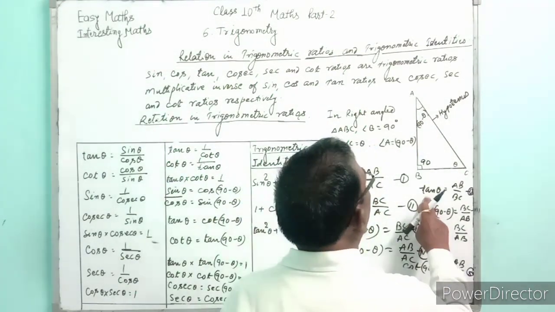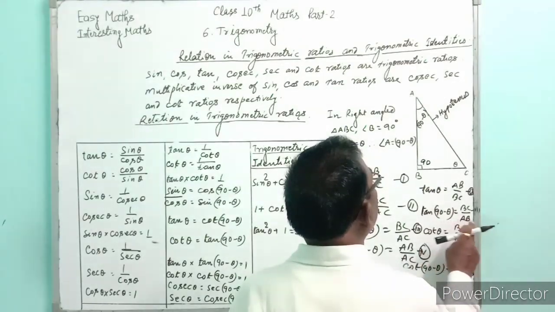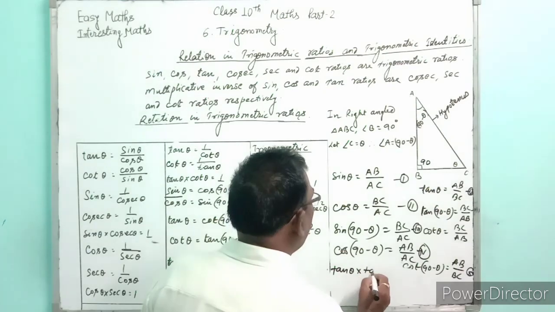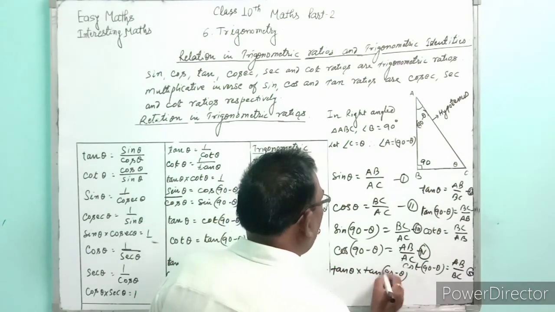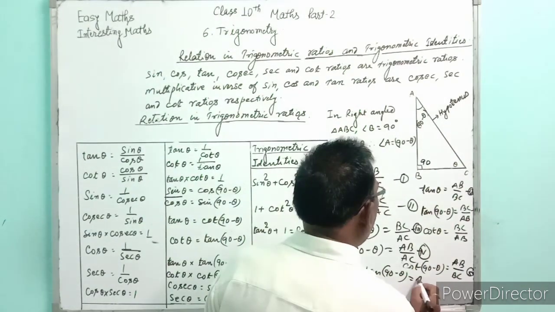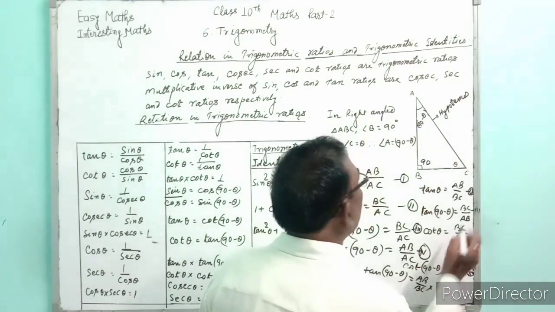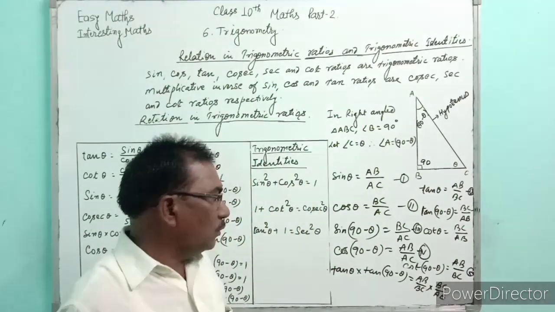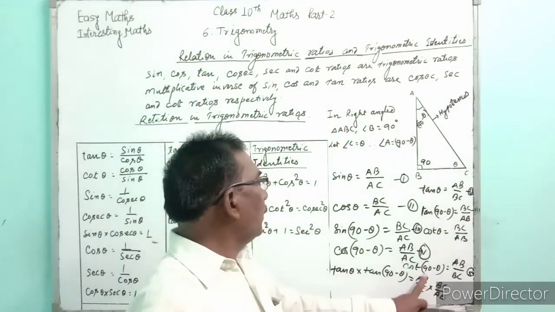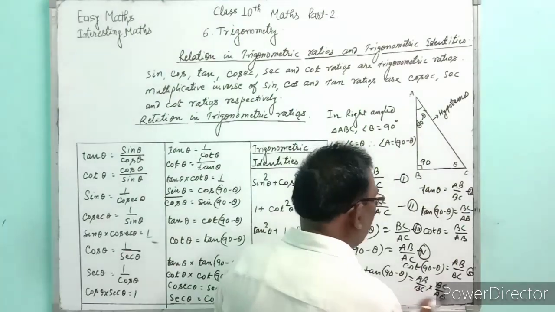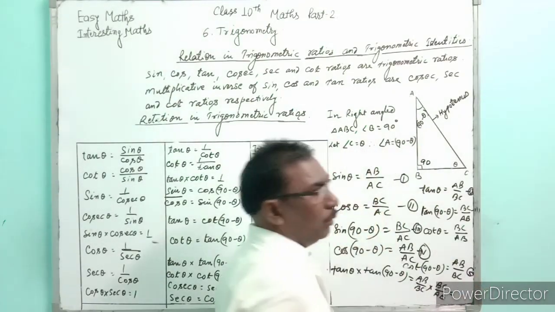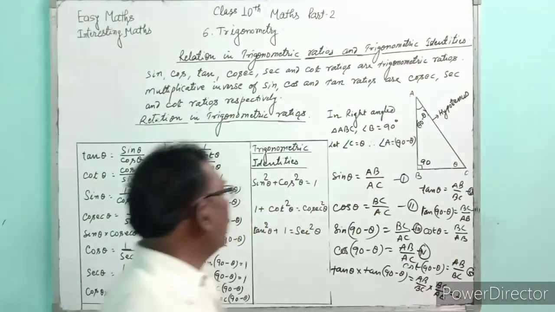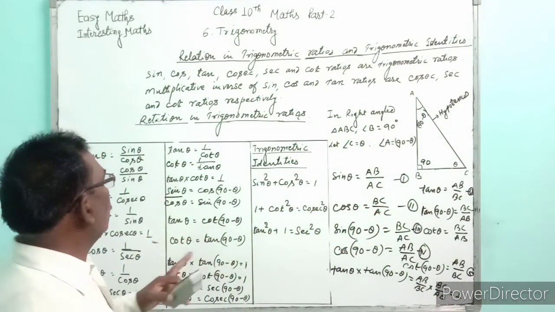We see here tan theta into tan 90 minus theta. So tan theta into tan 90 minus theta is equal to AB by BC into BC by AB. So BC by AB is the reciprocal of AB upon BC. Therefore the product of these two ratios will be 1. So tan theta into tan 90 minus theta is equal to 1.